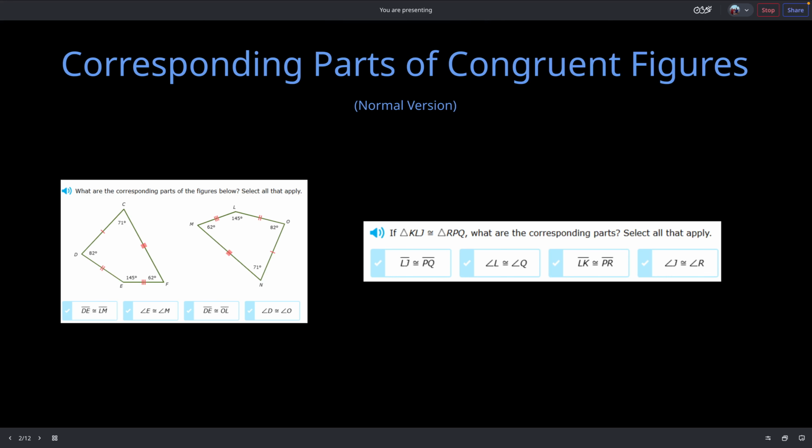Today we're going to be talking about corresponding parts of congruent figures, so similar to the problems that you see up on the screen here. Just a reminder, this is the normal version. If you'd like the speedrun version where we go through it pretty quickly, I will link that in the description below.